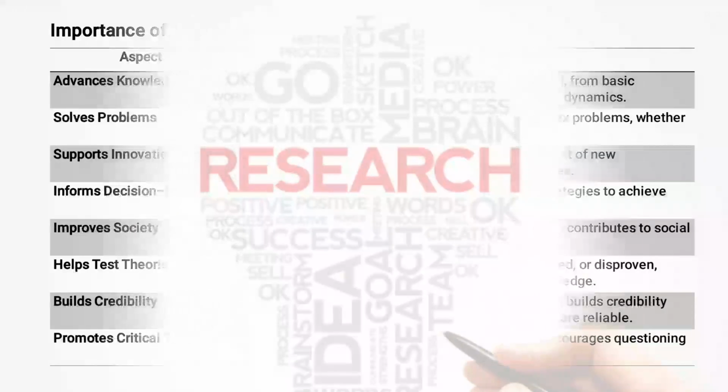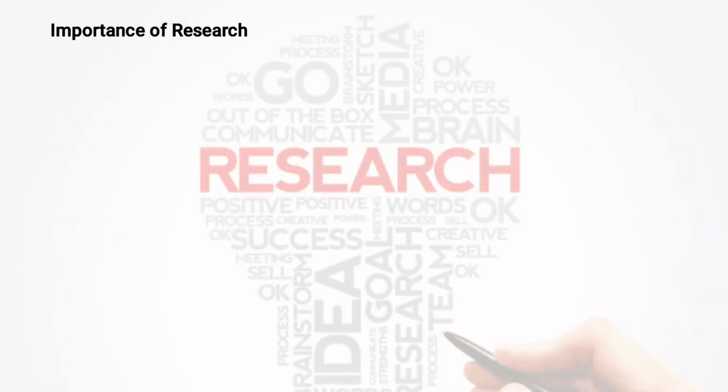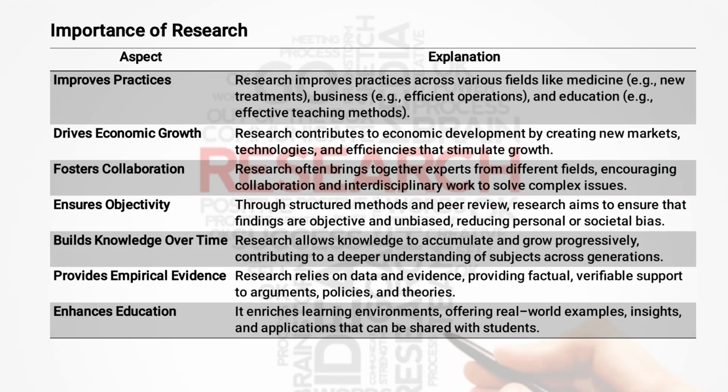Moving to further points which state the importance of research. Then the next one is research helps to improve practices. For example, in medicine, it leads to better treatment and new ways to help patients. In business, research helps to improve efficiency and find better strategies. In education, research helps to create better teaching methods and learning environments, right? We can say that research helps in every field to do much better.